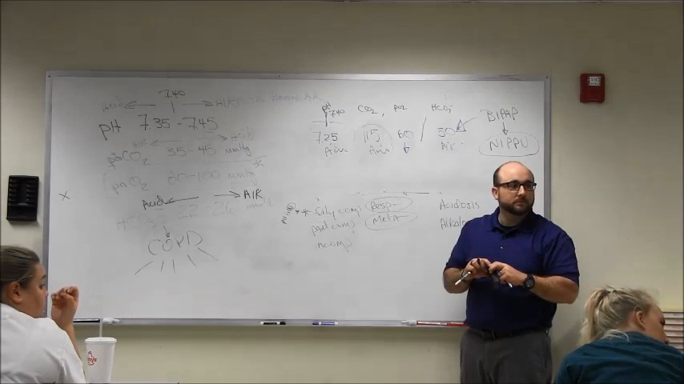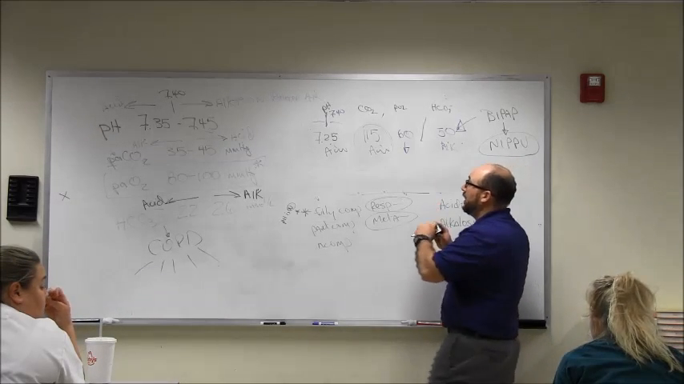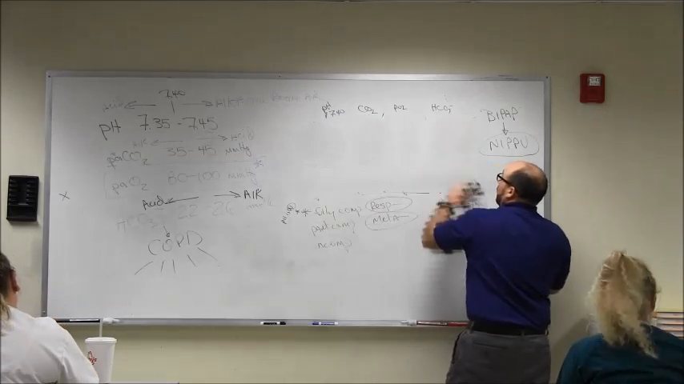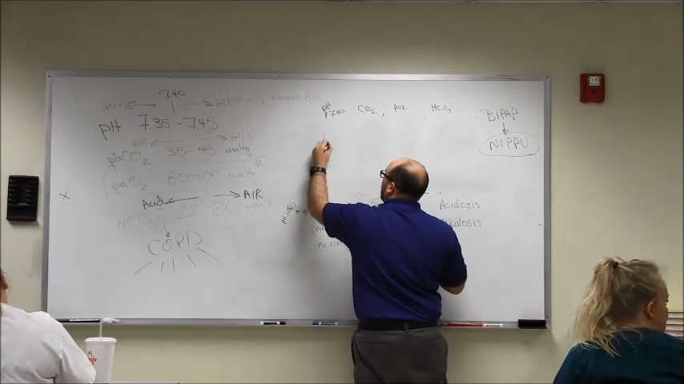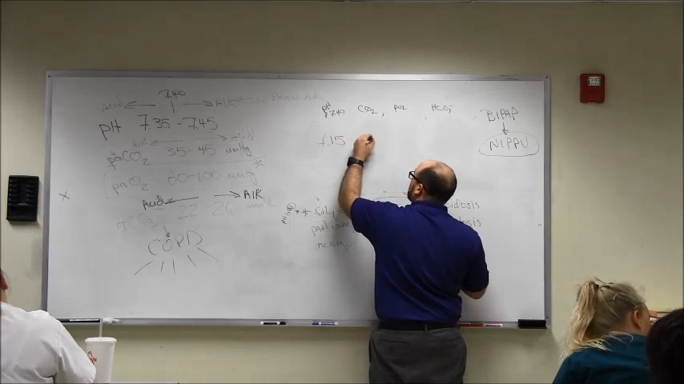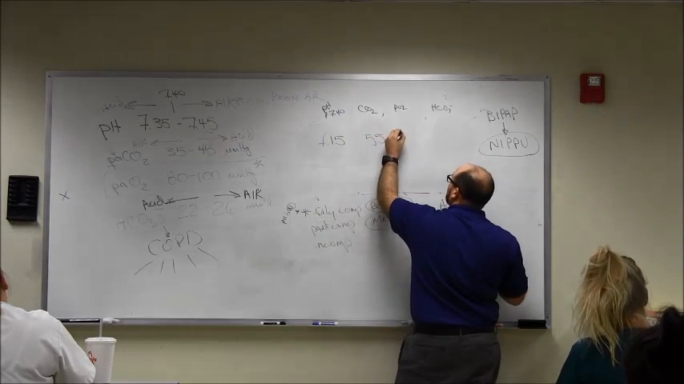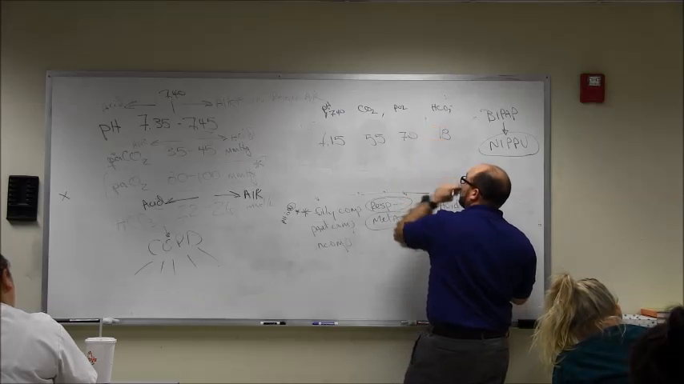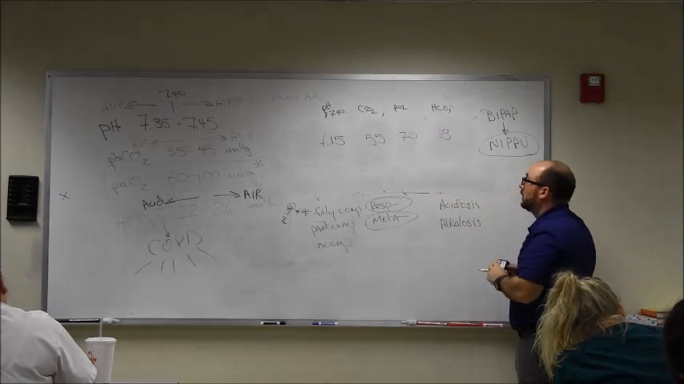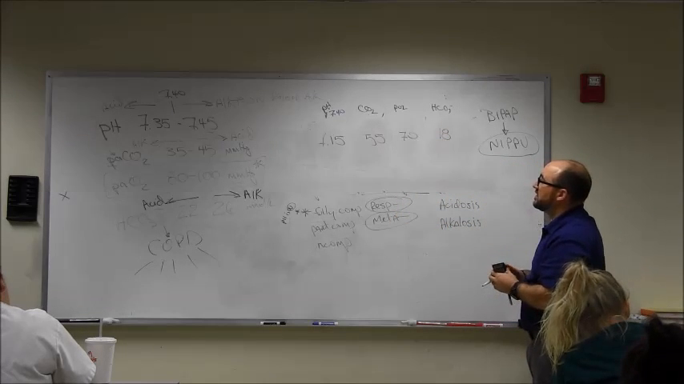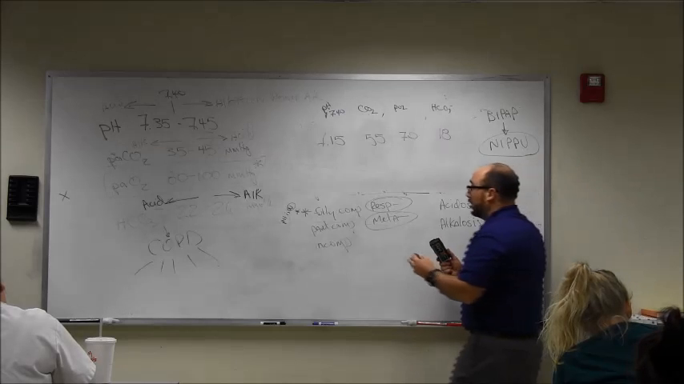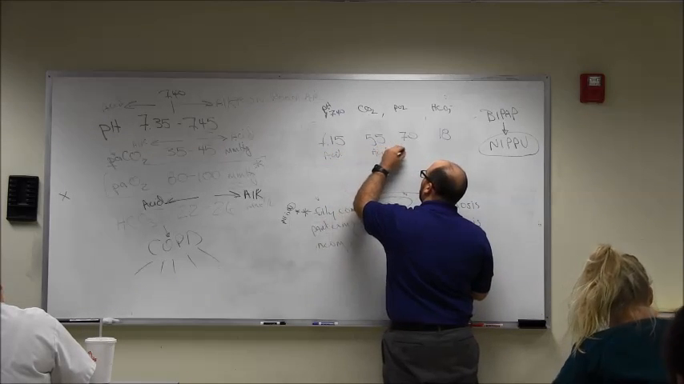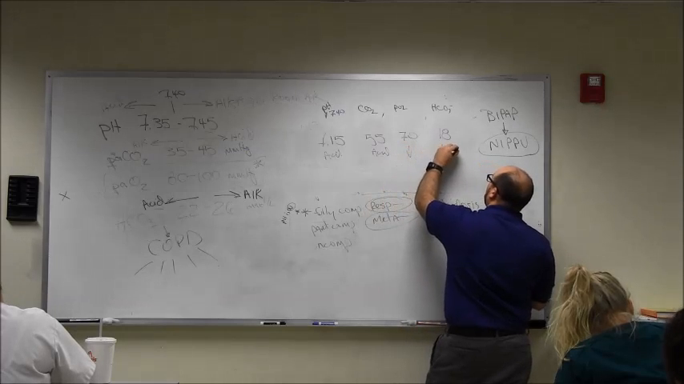Okay. Yeah, they should cancel out. So let's look at the next one. So that's bad for that one, but let's look at this. 7.15, 55, 70, and 18. Go through it each time. Acid, low, acid.